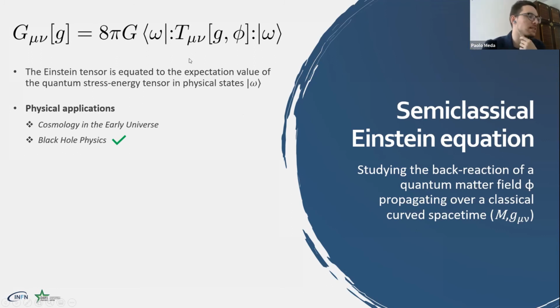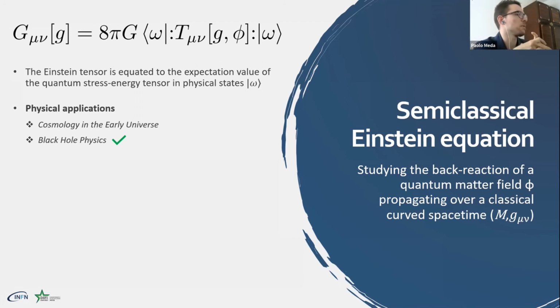It must be renormalized, so there are very different point splitting or renormalization procedures to obtain this value. But if you do that and if you are able to solve this equation, then you can obtain a semi-classical spacetime as a solution, which encodes the back reaction of your matter field. This equation has several different applications. For instance, you can apply it in cosmology in order to study the early stages of the universe, for instance, taking into account the inflaton as matter field.